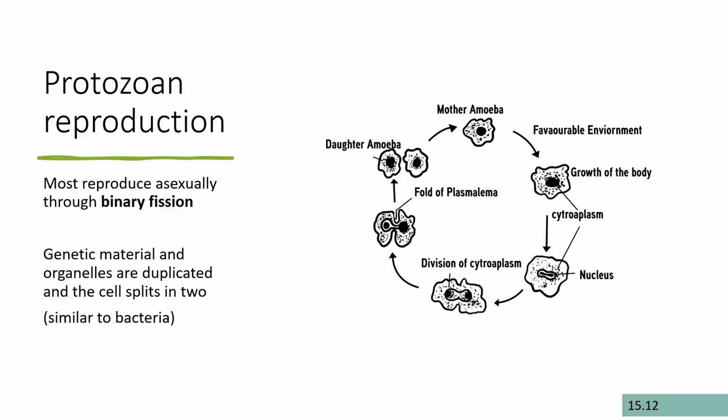Protozoan reproduction is very similar to reproduction in bacteria. They undergo asexual reproduction through binary fission. Just like in bacteria, the genetic material and other cell structures, so in this case the organelles, because these are eukaryotes, are duplicated. Then the parent cell splits into two identical daughter cells.